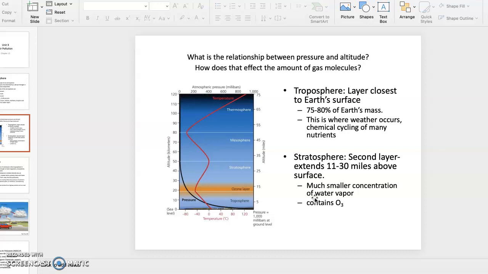So the relationship between pressure and altitude, and how does it affect the amount of gas molecules? The troposphere is going to be the layer closest to the Earth's surface. This is where we're going to see most of Earth's mass, your weather occurring, and your cycling of nutrients like your carbon cycle, nitrogen cycle, and so forth.